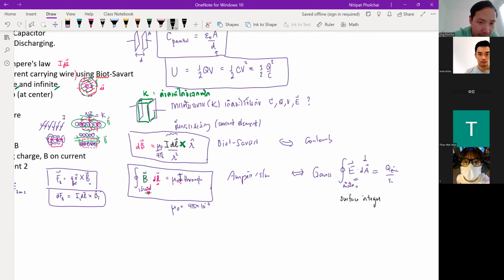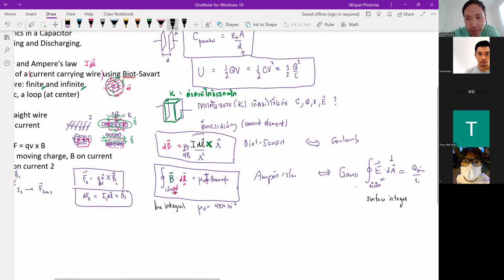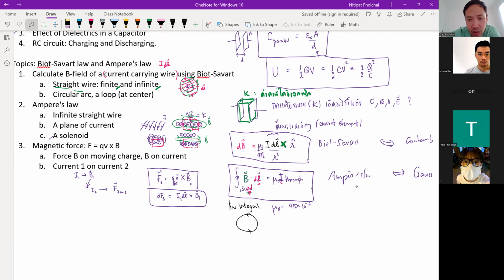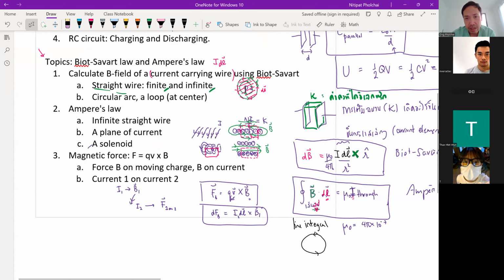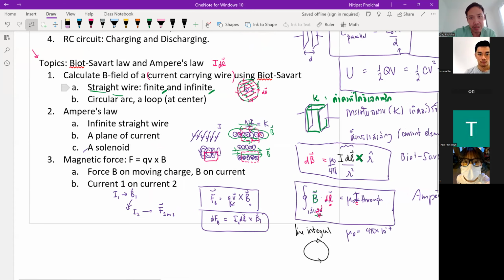Okay, this is a line integral. And if you notice, the current is going to be the current through this loop. So you have a surface, whereas this you have a line with some direction. When you close the loop, then you have some kind of surface. To give a concrete example, let's look at the picture above.